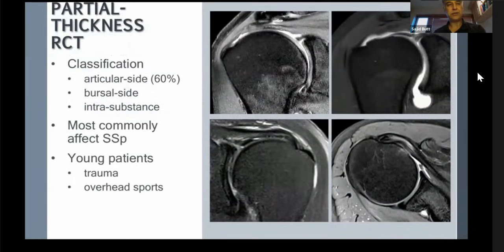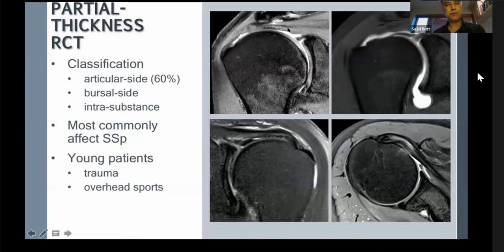What about partial thickness tears? Well, you can get articular side partial thickness tears, you can get bursal side partial thickness tears, and then you can get intrasubstance degeneration, the delamination tears. Most commonly affects the supraspinatus. The young patients can have this in trauma and in patients who play overhead sports, the ball throwers.